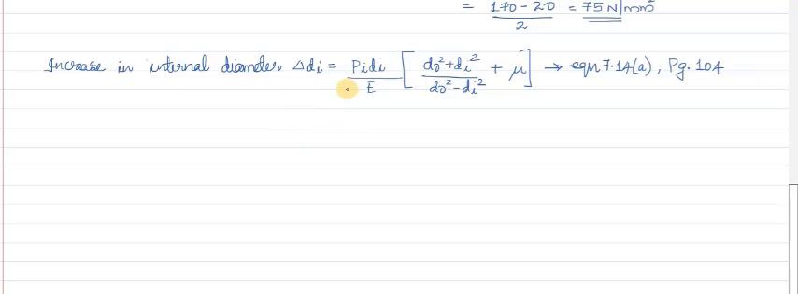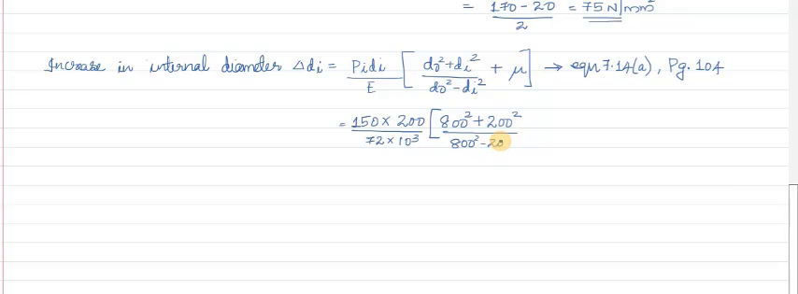So we know the values of Pi, Di, E, Do and mu. We just need to substitute here. Pi is 150 and Di is 200. We know the value of E as 72 gigapascal, and when we convert into Newton per mm square, we multiply by 10 raised to 3. Then the outer diameter is 800 and the inner diameter is 200, and the value of Poisson's ratio is 0.33.